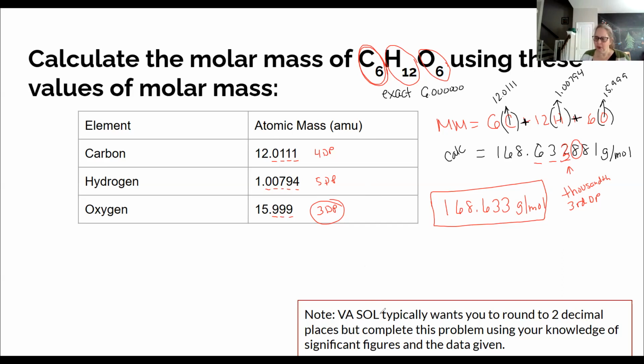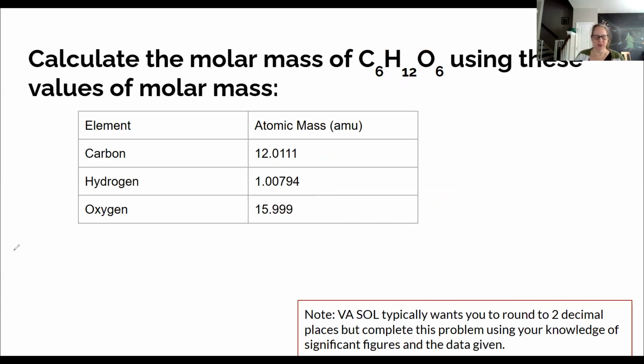Virginia SOL typically wants 2 sig figs, or 2 decimal places. If they're still using that rule with the new standards, you would be rounding to the hundredths spot, the 2 decimal place spot. You look over, that's a 3, that's a round down, 168.63. That would be the answer if you're rounding to 2 decimal places. So just be aware of the different requirements that it could give you.